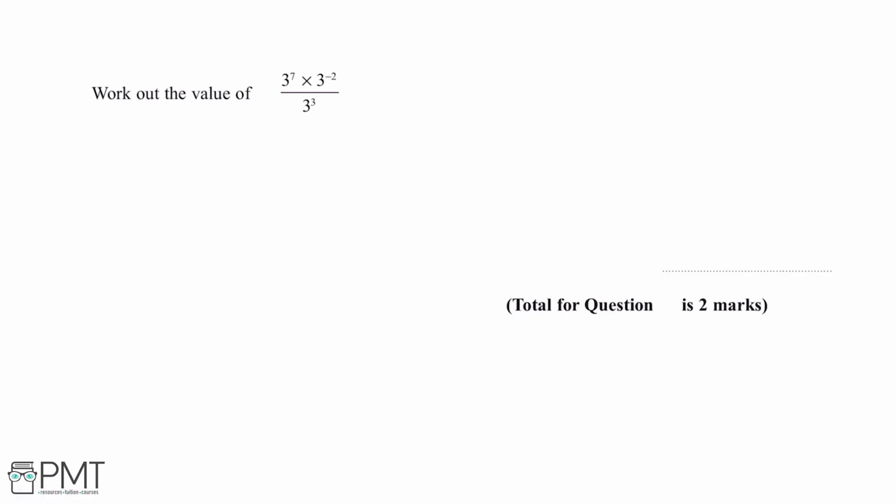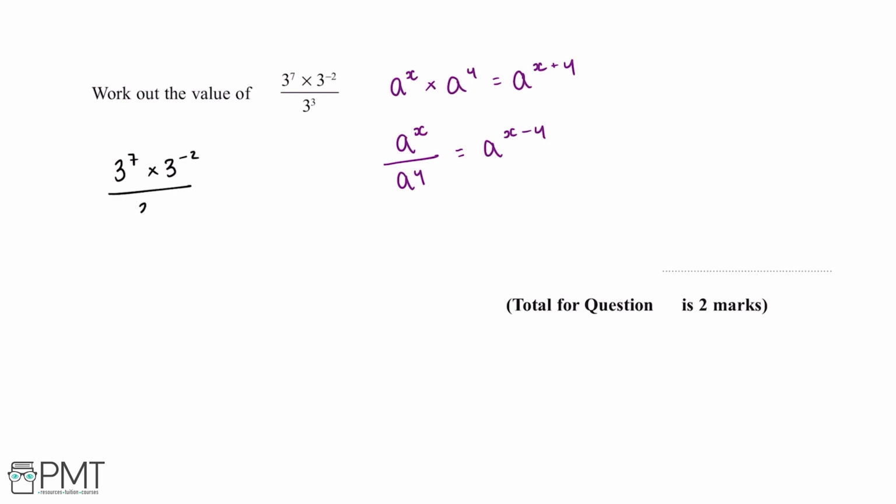Work out the value of 3 to the power of 7 multiplied by 3 to the power of -2 divided by 3 to the power of 3. Now this may look complicated at first, but we can use the laws of indices to simplify this down. So there's 2 rules we'll need to know, and these are that a to the power of x multiplied by a to the power of y is equal to a to the power of x plus y, and then a to the power of x divided by a to the power of y is equal to a to the power of x minus y.